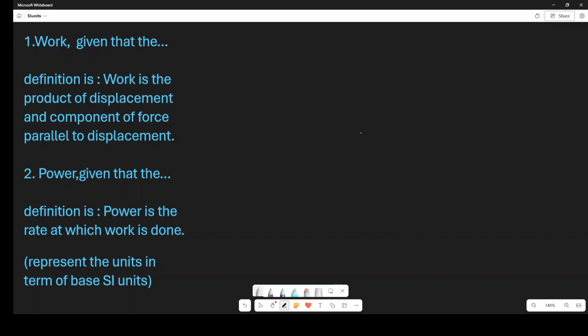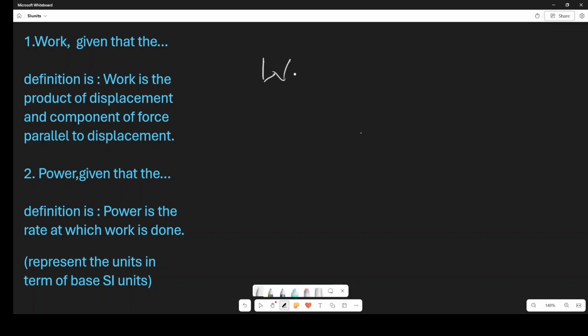Right, so let's go on and work out the units of work, given that it is defined as the product of displacement and the component of force parallel to the displacement. So let me write the definition down.